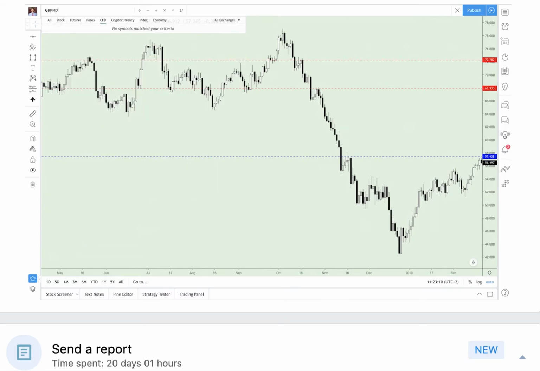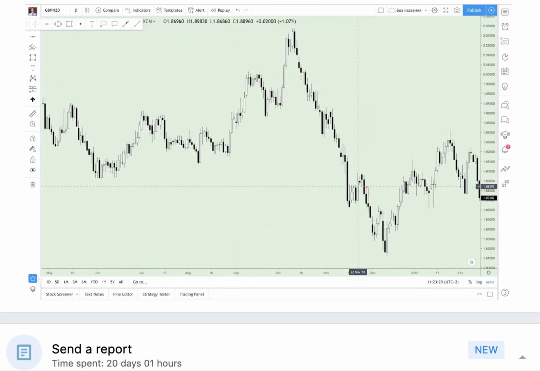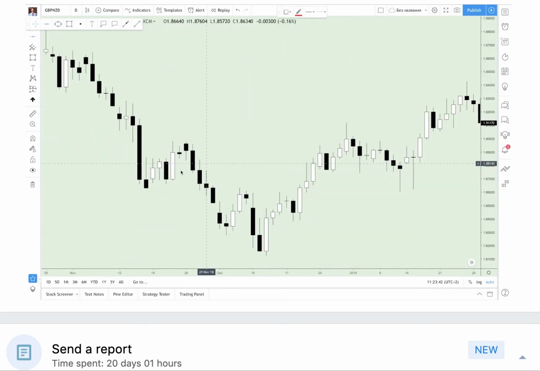Okay, let's take a look at another example of some other currency pair. I want to show you that this stuff works everywhere. British pound, New Zealand dollar. Here we have a great example. Take a look at how many candles in a row bounce from this level.